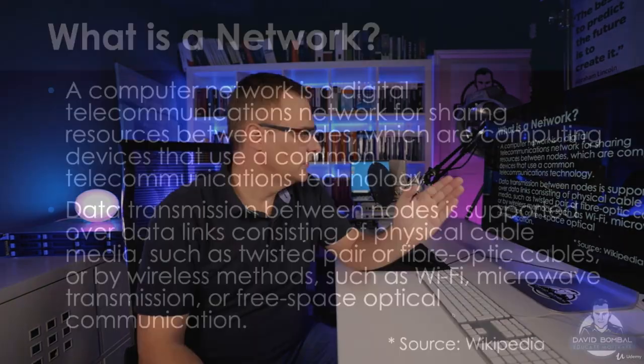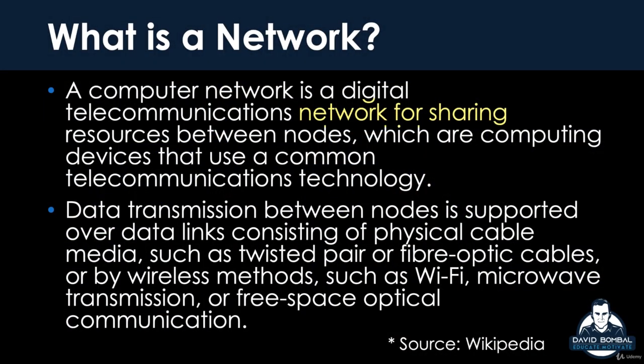Now, in the definition of what a network is, we're told that a computer network is used for sharing resources between nodes, which are computing devices. In other words, we have devices that are sharing resources between each other. And there are two main devices that you need to be aware of initially, and that's a server and a client. Now, what is a server?